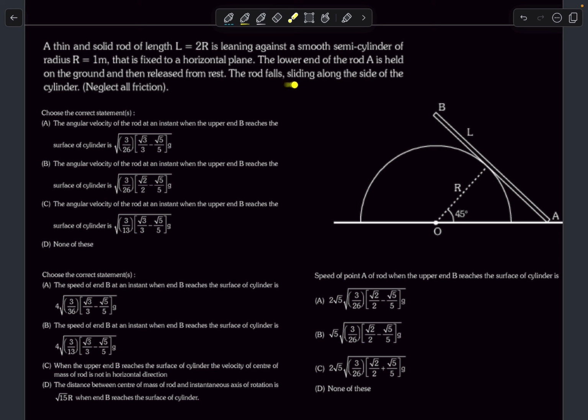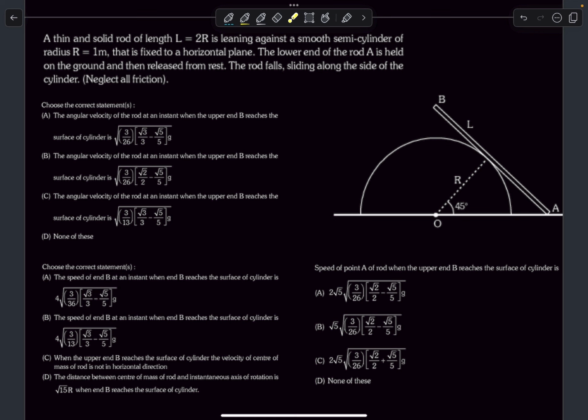So the rod falls sliding against the side of the cylinder. We have to neglect friction everywhere. And the question is, what is the angular velocity when the upper end B reaches the surface of the cylinder? So that's question number one. The other questions we'll talk about after a while. They're basically related to the first part itself.